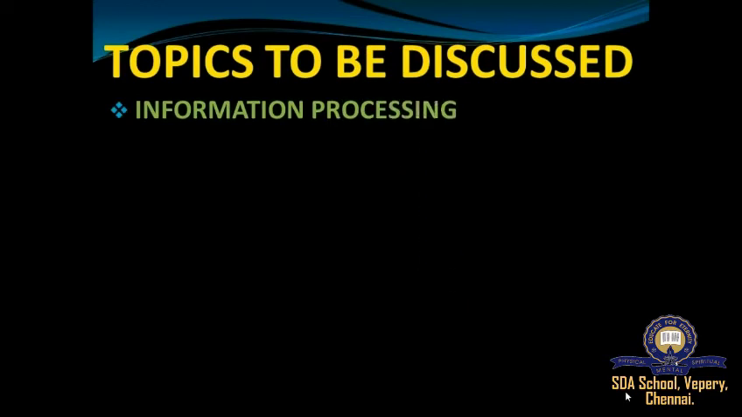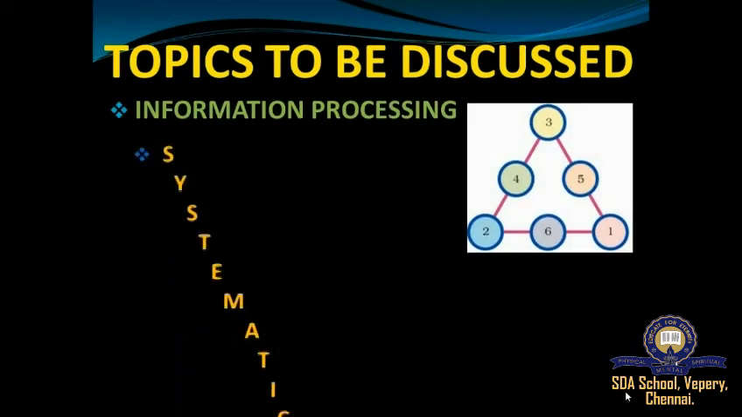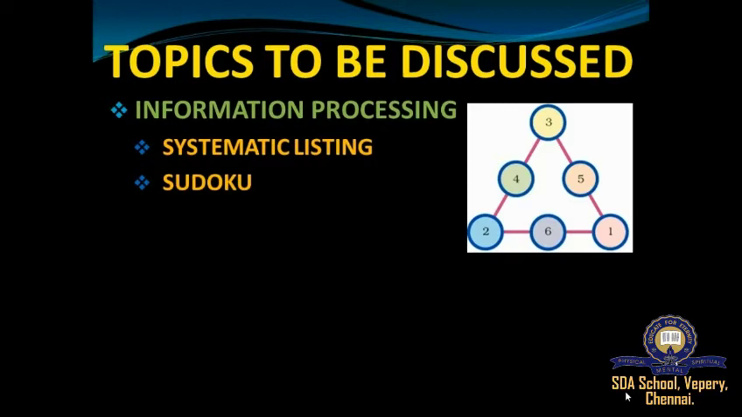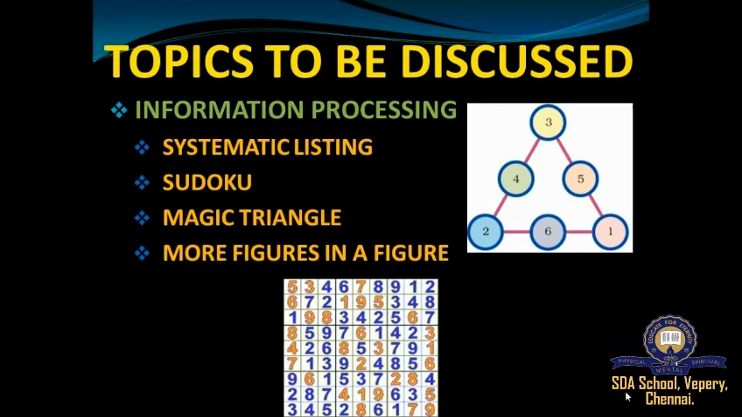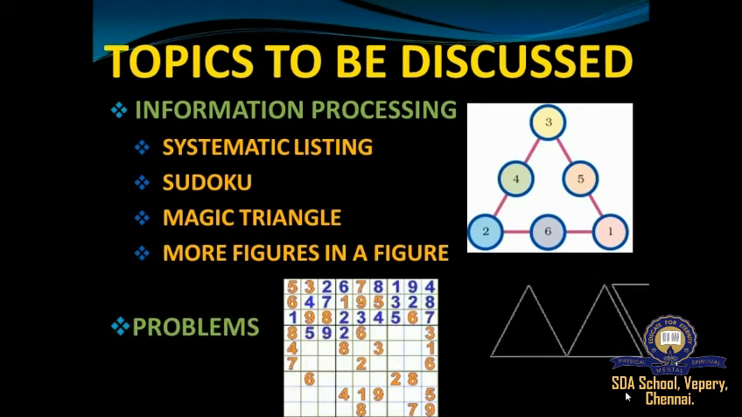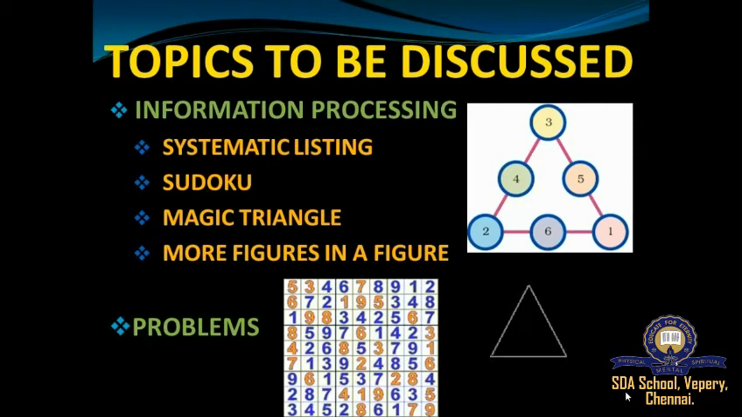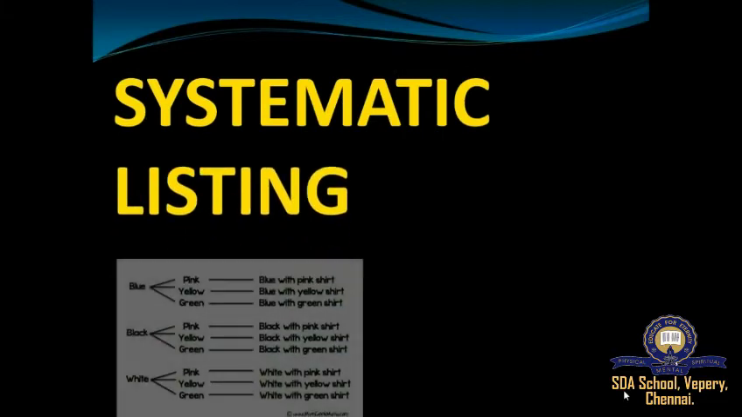In today's class we'll be discussing chapter 6, that is information processing. In information processing you'll be learning about systematic listing, sudoku, magic triangle and more figures in a figure, and then we'll be solving problems based on them. Okay students, first we'll move on to systematic listing.